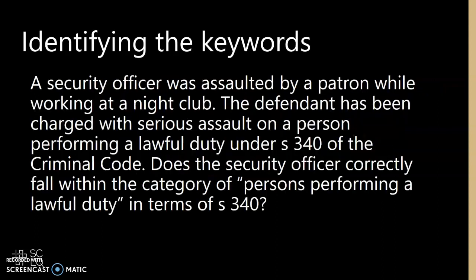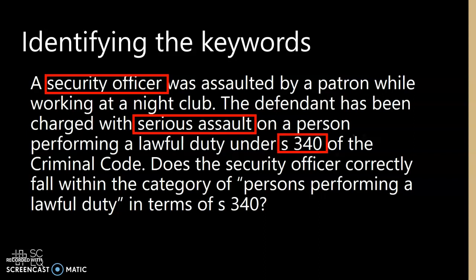In this question, there are a fair few keywords that you could use in your search. The keywords, though, are the words that are essential to the legal issue. So they're things in this example like security officer, as they're the category of person we're looking into to see whether they fit into this Section 340. Serious assault, as this is the offence that has been committed, Section 340, Criminal Code, and lawful duty, as this is the term that we really want to find out about the scope of its definition.